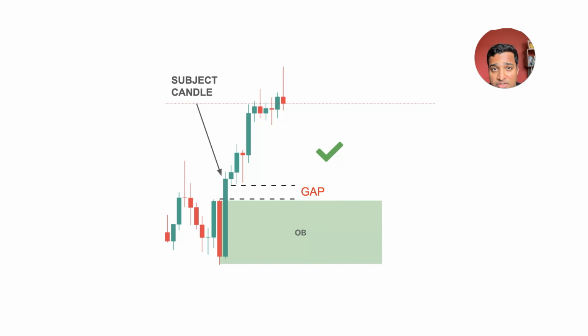And to find an imbalance, you have to take the subject candle, which in this scenario is the green candle. And as you can see, there is a gap between the right neighboring green candle's bottom wick and the left red candle's top wick. And this gap is called an imbalance. And this just increases the likelihood of price returning to the order block. And from my experience, order blocks which have an imbalance just have a high probability of winning as well.